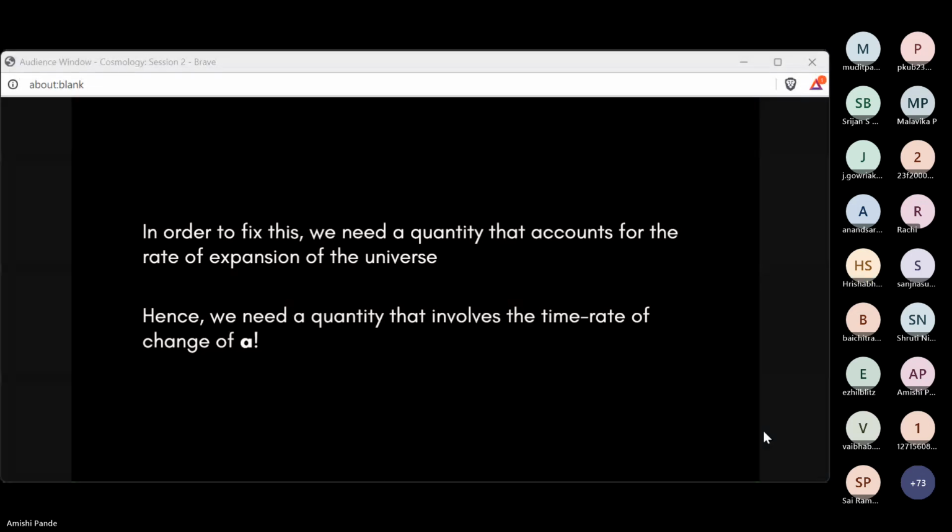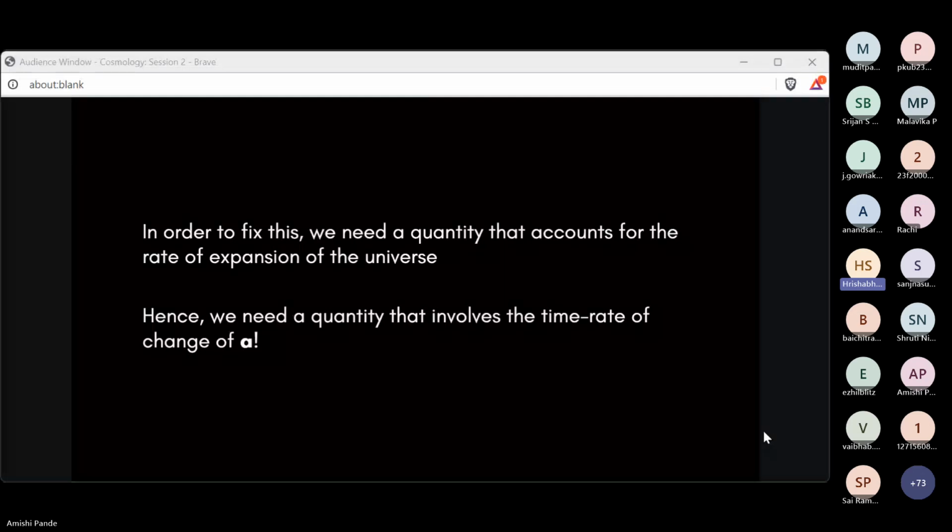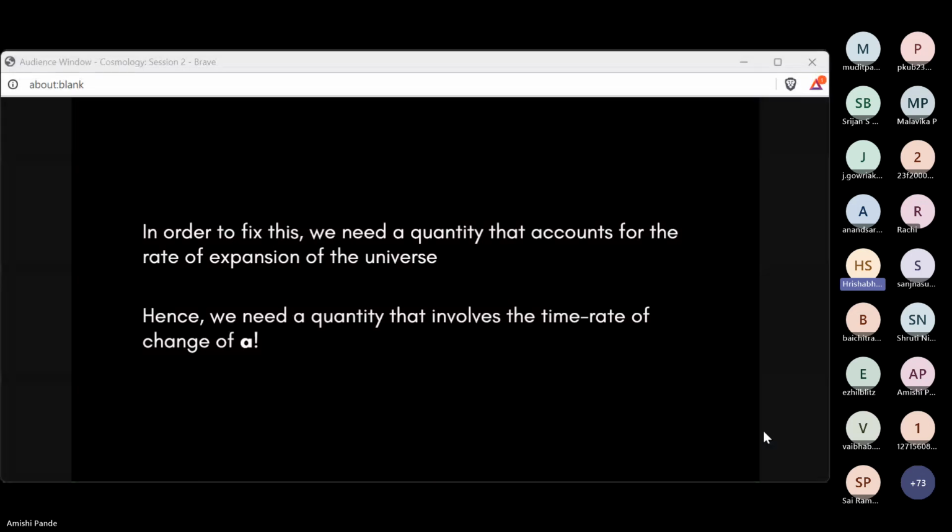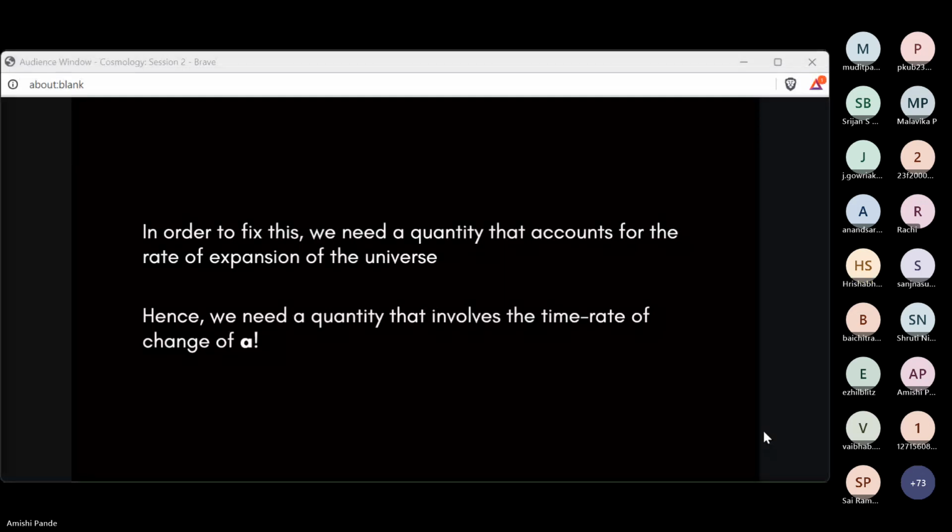And that is where we need a quantity which defines the time rate of expansion, isn't it? Now, what will that quantity be? What could that quantity be that will define the time rate of expansion?